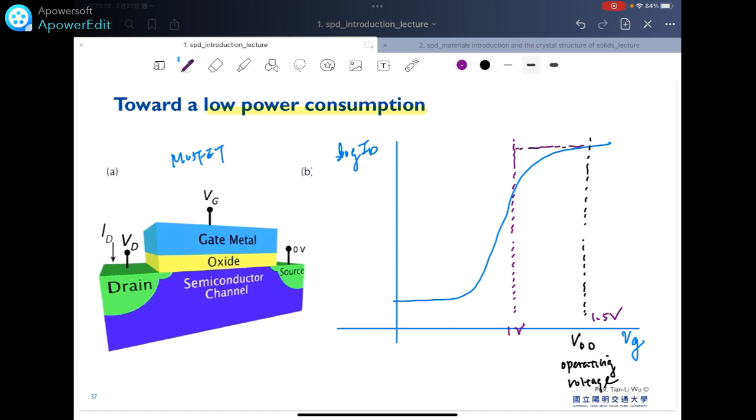With the same on current. But we need to have the lower slope here, the steeper slope here. In this case, we can have the same output current, but with only bias at the 1 volt here. So that can have the low power consumption.